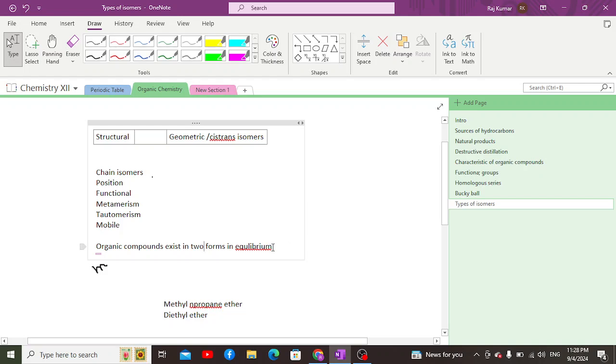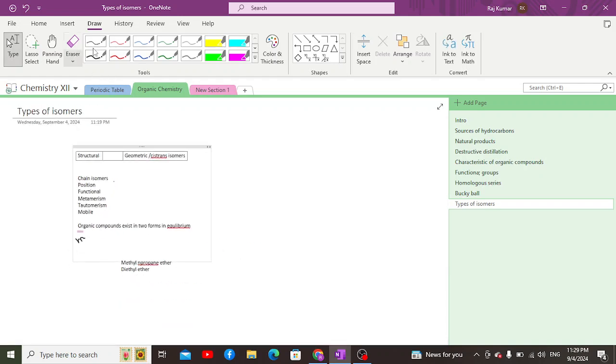That occurs due to the change in position of hydrogen or proton from one part of the organic compound to another part, or in other words, due to the shifting of hydrogen, which is basically known as mobile hydrogen. So this is how an organic compound exists in equilibrium form in tautomerism. Let's get an example of that as well.